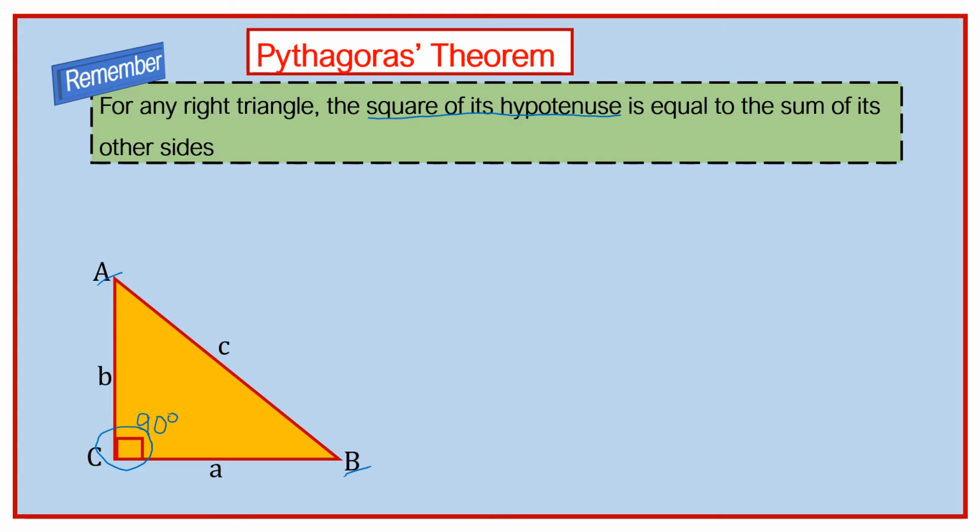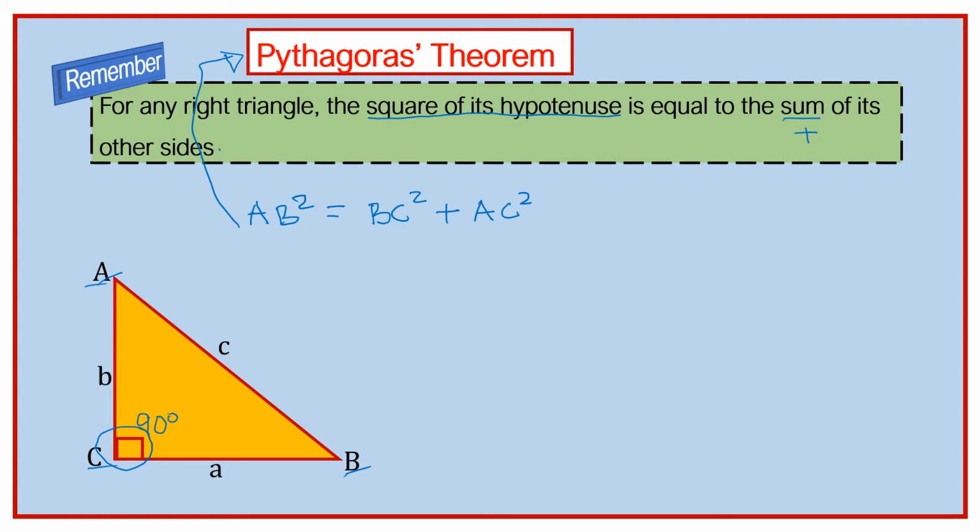So, the square of the hypotenuse, it means that AB squared is equal to the sum of its other sides. Other sides we have CB and AC. So AB squared is equal to BC squared plus AC squared. Once we do that, this is what we call the Pythagoras' theorem.